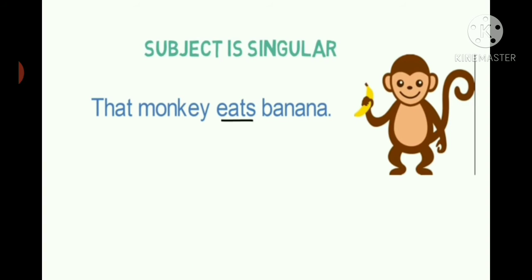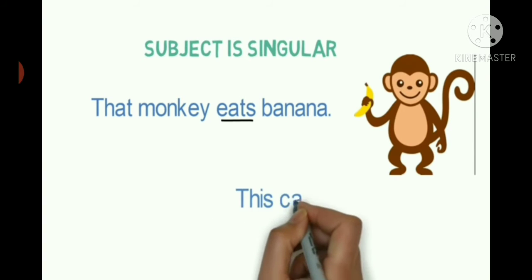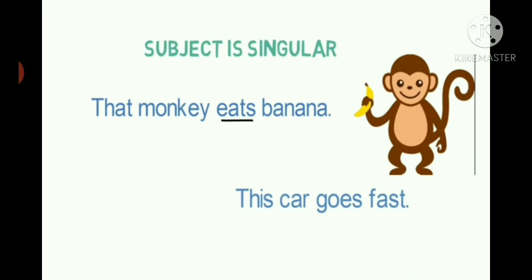Now monkey is singular. Okay, so for singular I am going to use eats. I am going to add s to the main verb. Next example, this car goes fast. Now over here car is singular, though it is a simple present tense sentence, that is why goes.